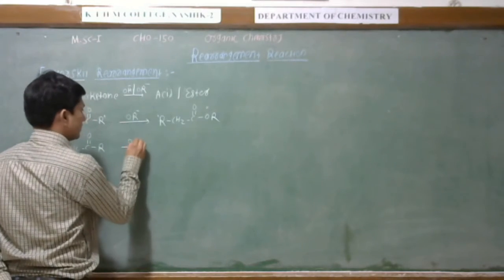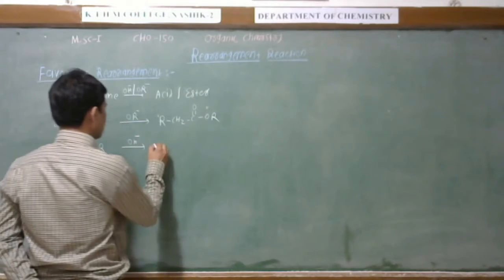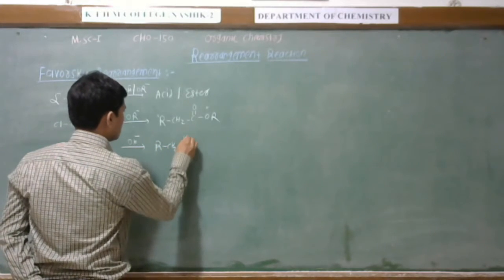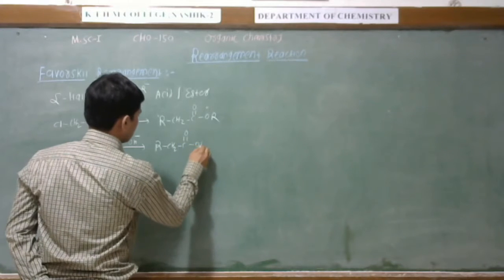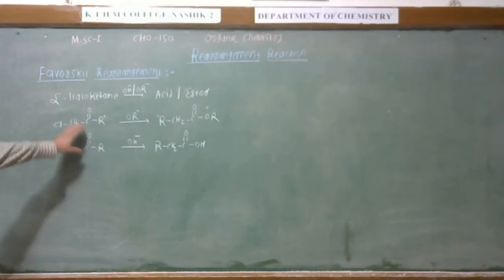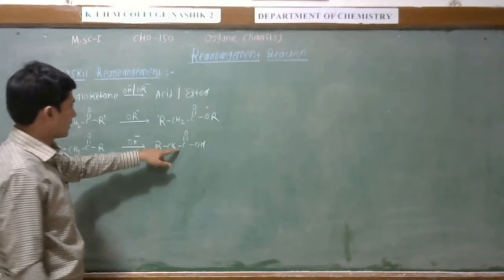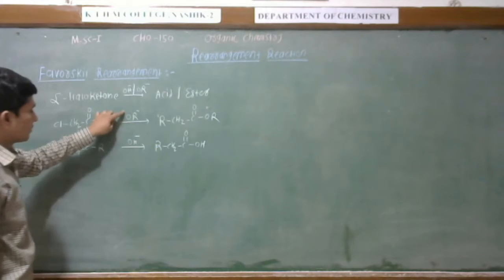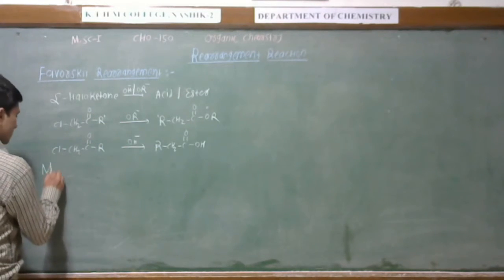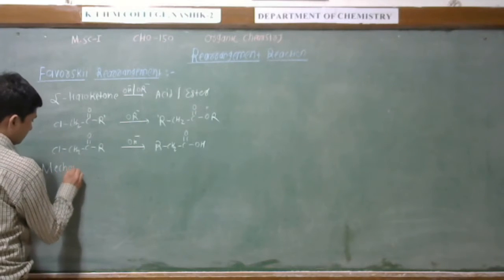When we use here the hydroxide ion as a base, then there will be formation of acid. See, this is the acid RCH2, C double bond O, and this is OH. So very simple, we can convert alpha haloketone into the ester or acid by using the alkoxide ion or hydroxide ion. See here, let us discuss here the mechanism.